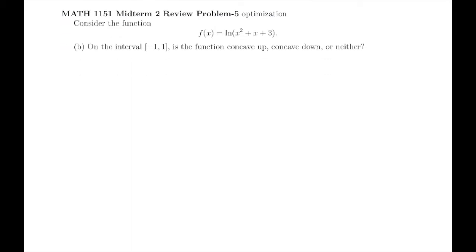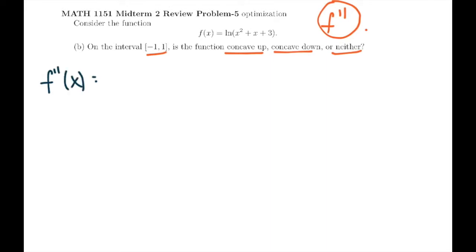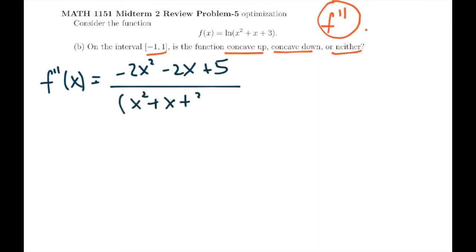We want to determine, it is still the same function as before, on this interval from -1 to 1, is the function concave up, concave down, or neither. Okay, so remember, if we want to talk about concave up or down or neither, we're looking at the second order derivative. So I'm going to steal the result from the first part to here, and we know that f double prime is equal to (-2x squared minus 2x plus 5) over (x squared plus x plus 3) squared.